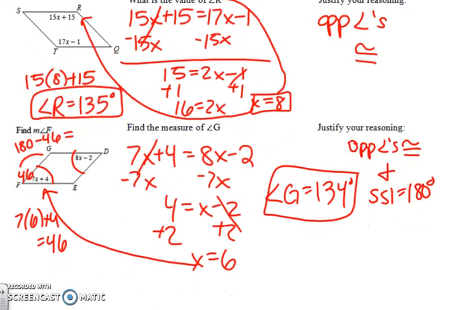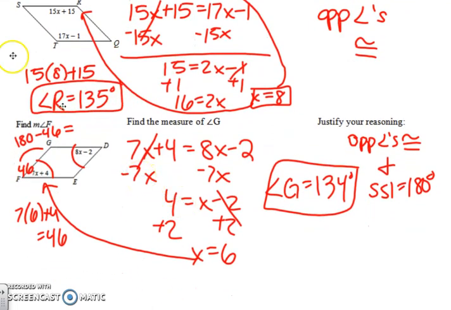135 degrees. The last one is a little bit trickier, because you had to find the measure of angle F, and then you had to find the measure of angle G. Okay, so again, opposite angles are congruent, so set them equal. Subtract x, add 2, get 6. So I had to plug it back into either one of these, doesn't matter. But when you plug it back in, you get 46 for this measurement and 46 for this measurement. So to find angle G, you had to use same side interior equals 180, and do 180 minus 46 to get 134 degrees, okay? So that is how you deal with some angles.